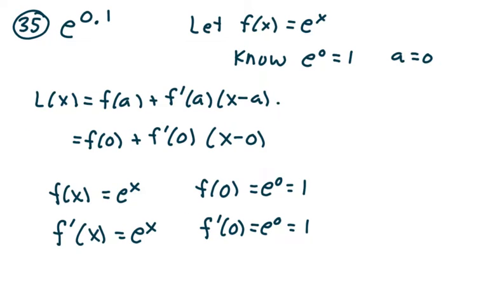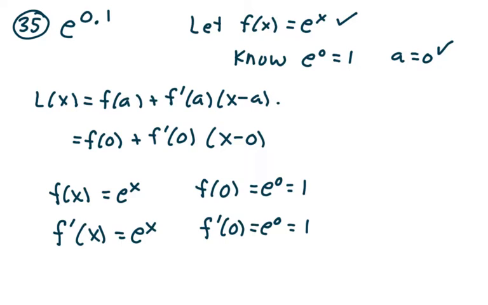If we take a look at 35, we want to approximate e to the 0.1. And so we let f of x equal e to the x, and we happen to know that e to the 0 is 1. Again, 0 is a number that's close to 0.1. That's key. And so I'm going to let a equal 0. L of x is f of a plus f prime of a times x minus a, and replacing a with 0, L of x is f of 0 plus f prime of 0 times x minus 0.